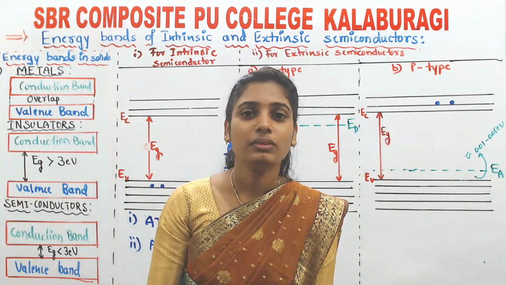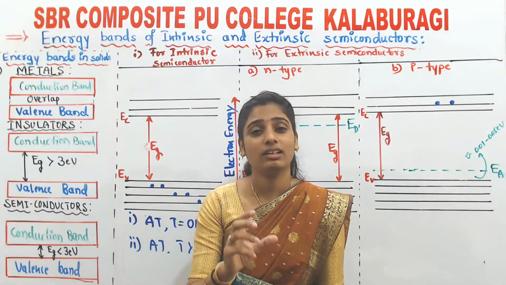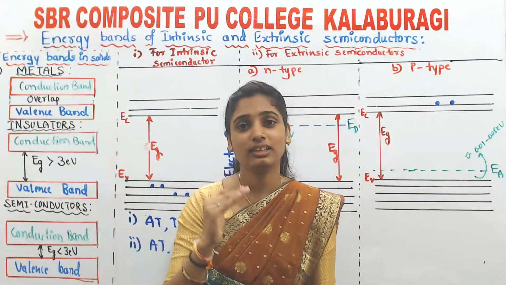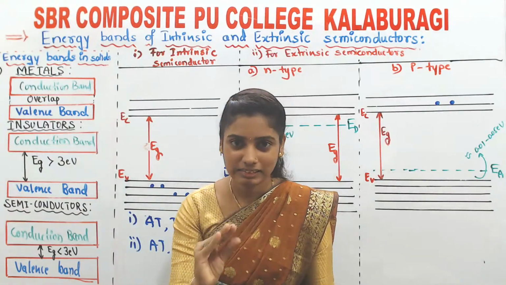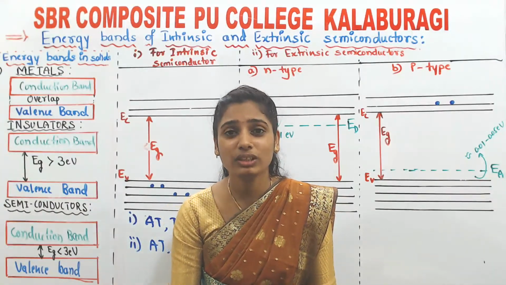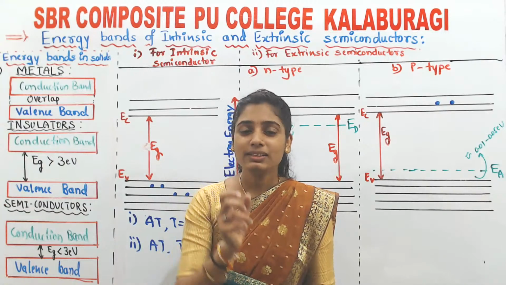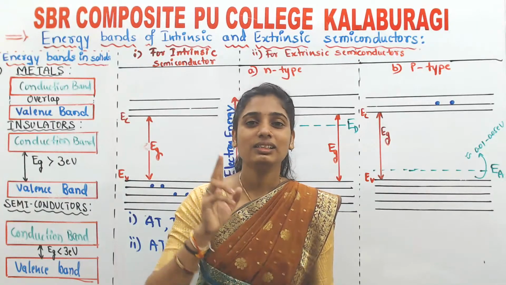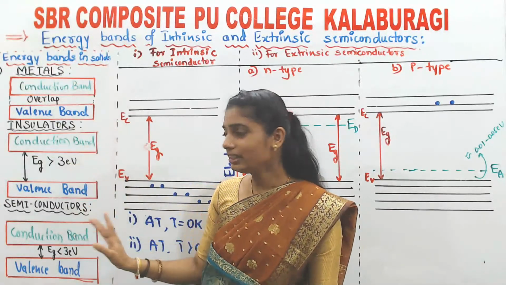How are they classified? Based on the energy bands, it depends on the energy gap between the conduction and the valence band, whether it is large, or less, or whether it is not there at all. If the energy gap between the conduction and valence band is zero, then what happens? Based upon the energy gaps between the valence and the conduction band, the solids are classified into three types: metals, insulators, and semiconductors.